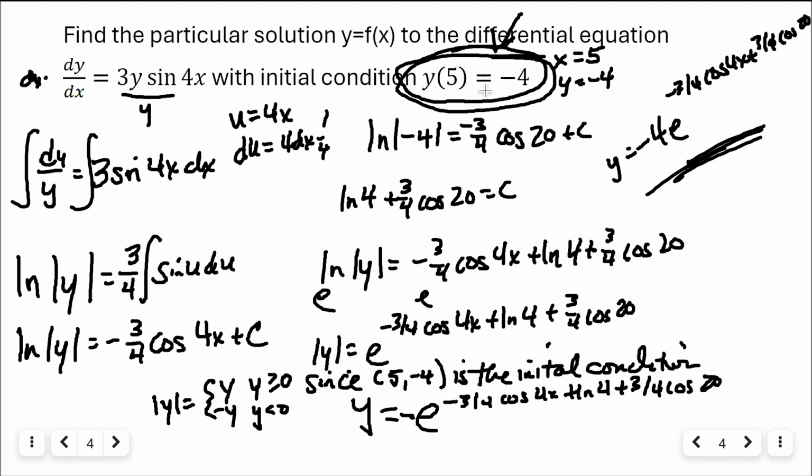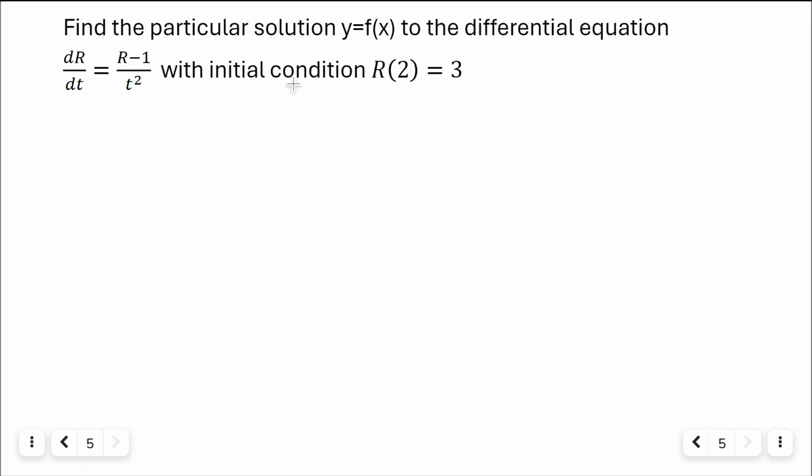So you can see what we're doing here. We're using this initial condition once to find c, and then we're using it again in some kind of tricky fashion to figure out how we could solve for y.